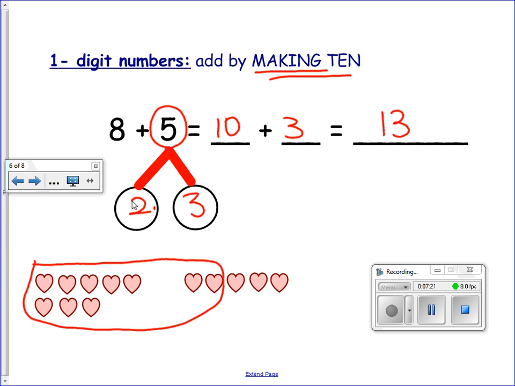So it's easy to tell that I borrowed 2 from the 5 when I make 10 in my picture. See, I have 1 heart, 2 hearts. So I know 2 goes there. And then I know the leftover 3 goes in the other cherry diagram. So that's 10 and 3. So 8 plus 5 is the same thing as 10 plus 3, which equals 13. So that's how we add one-digit numbers using cherry diagrams.